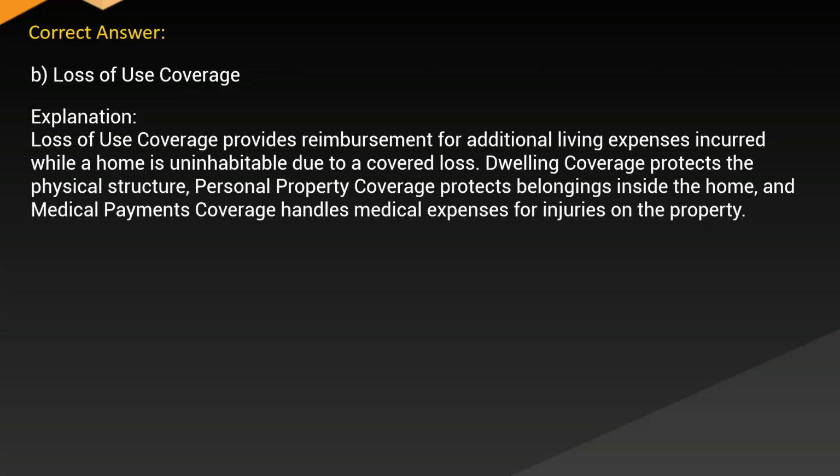Correct answer: B. Loss of use coverage. Explanation: loss of use coverage provides reimbursement for additional living expenses incurred while a home is uninhabitable due to a covered loss. Dwelling coverage protects the physical structure. Personal property coverage protects belongings inside the home, and medical payments coverage handles medical expenses for injuries on the property.